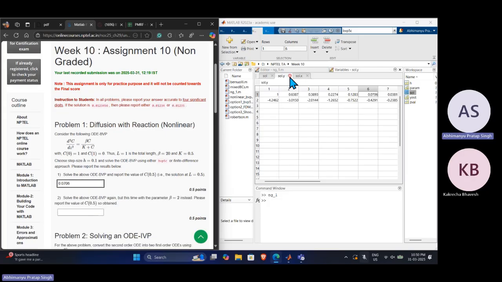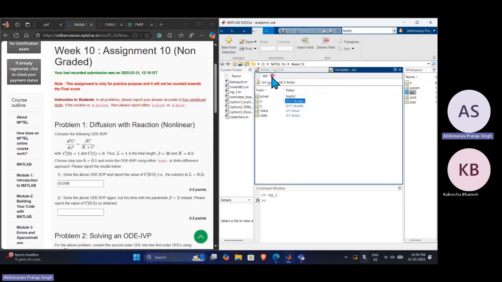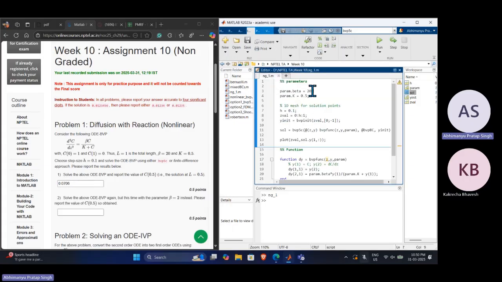Is this clear or do you have any doubt? No, sir, it is clear.